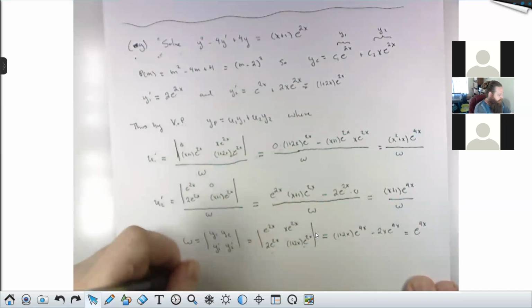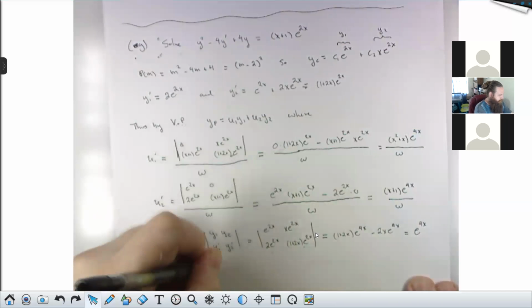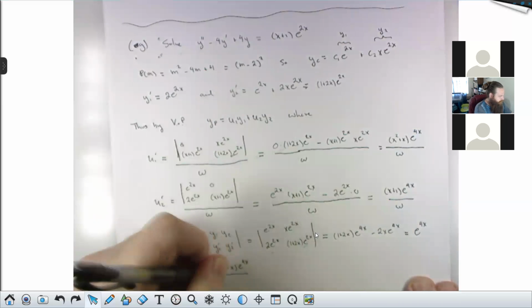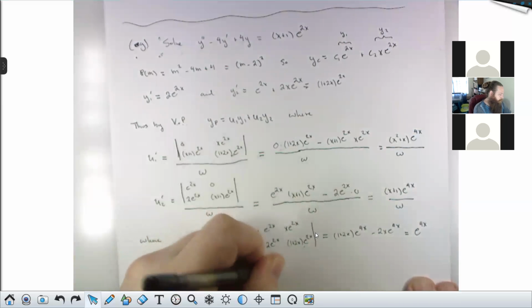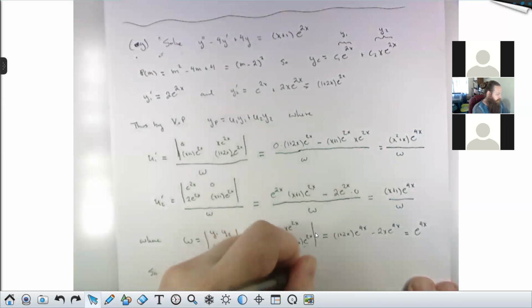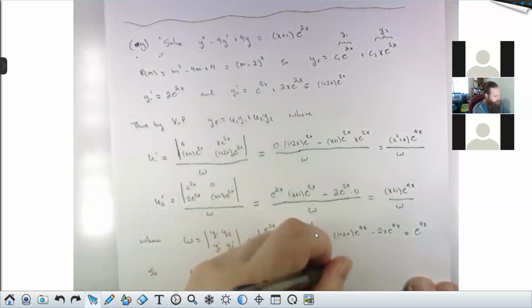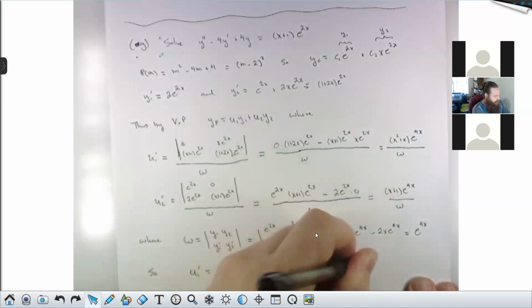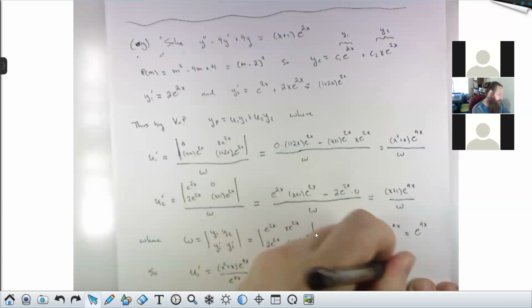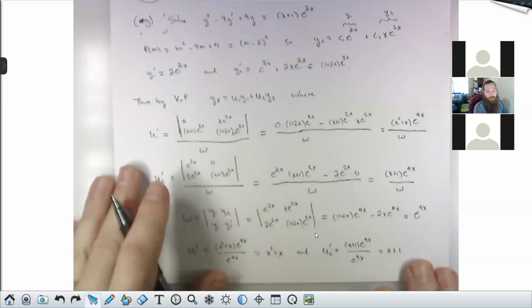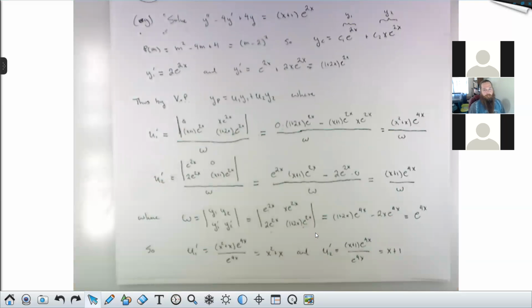So finally, u1 prime is x squared plus x e to the 4x over e to the 4x. And you cancel and you just get x squared plus x. And u2 prime is x plus 1 e to the 4x over e to the 4x. And you cancel and you just get x plus 1. Everybody with me so far?